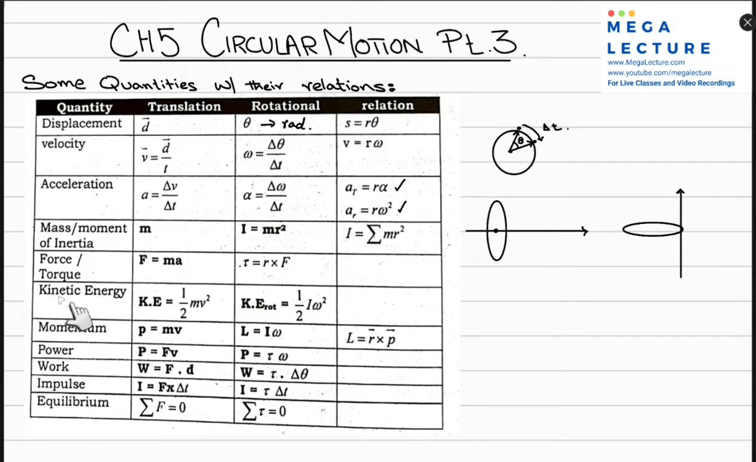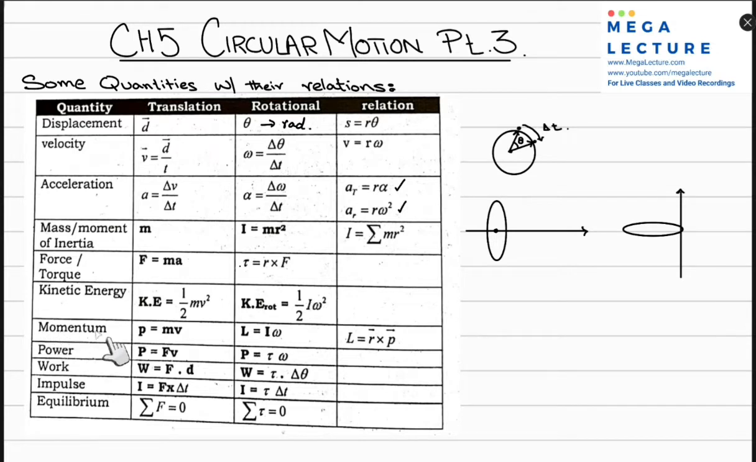Next, we have kinetic energy. Kinetic energy in translational motion, as you all know, is the energy that a moving object will possess, and so it's defined for translational motion as half times the mass of the object times the translational velocity squared. And in rotational motion, we have the analog of mass, which is the moment of inertia, and the analog of velocity, which is angular velocity. So we have half I omega squared.